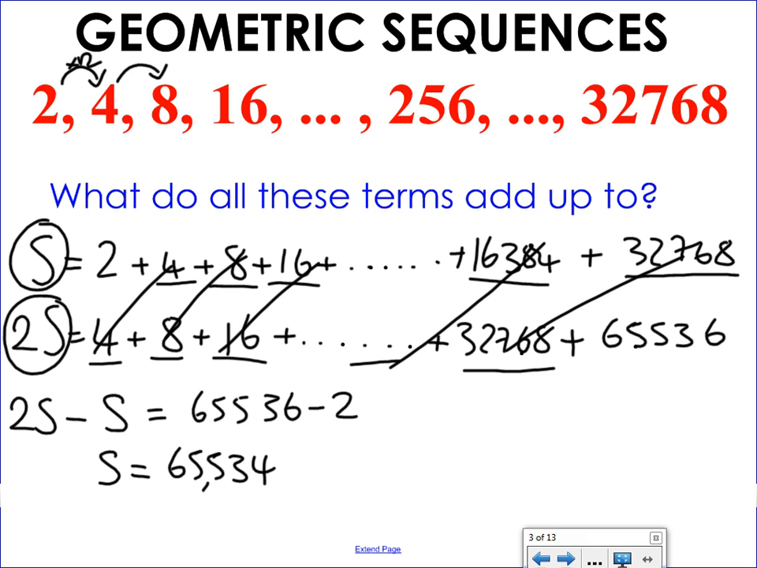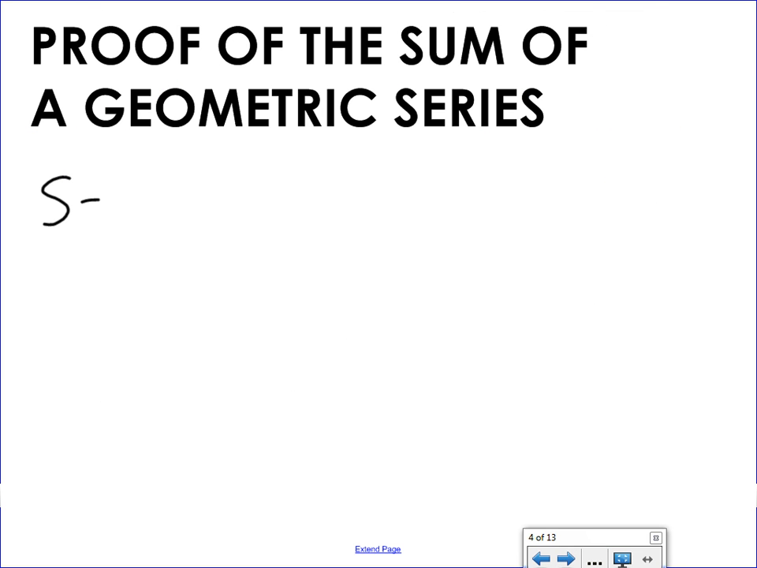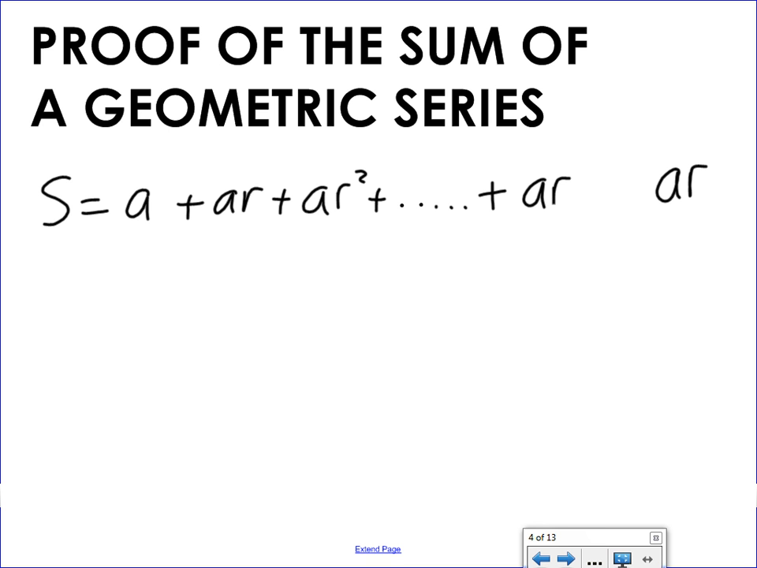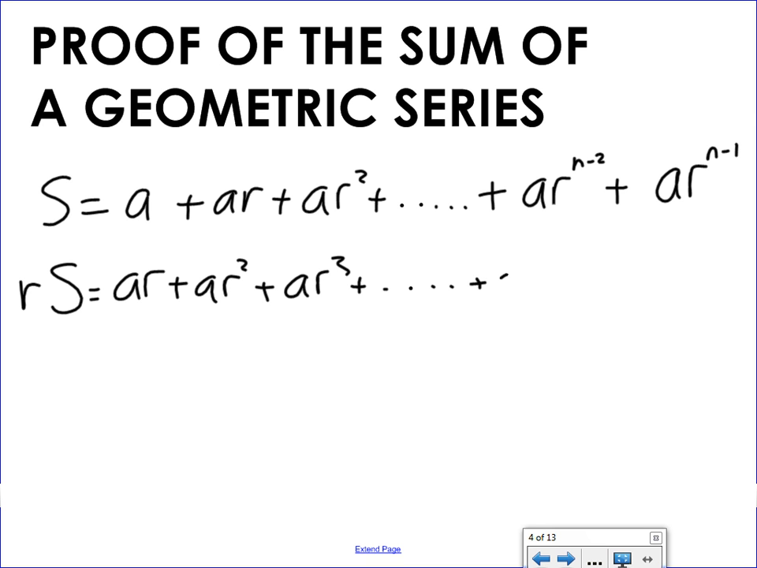So, in general, what does that mean for a formula? Well, we say that the sum is equal to a plus ar plus ar squared plus and so on, plus ar to the, well, the last term is ar to the n minus 1, so this would be ar to the n minus 2. Now I times everything by the common ratio r. So this becomes ar, this becomes ar squared, this becomes ar cubed, this becomes ar to the n minus 1, and this becomes ar to the n. They all get one bigger. And then I did this one minus this one.